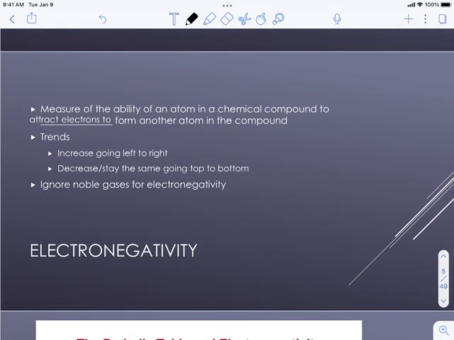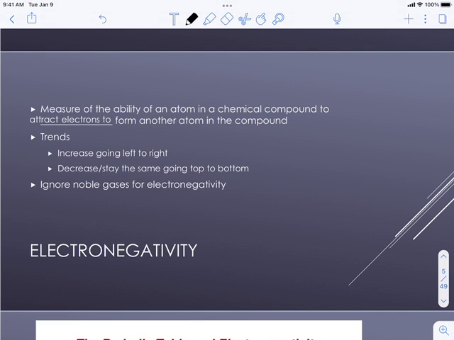Just a reminder what electronegativity is, because we will be getting into some values here. That's the measure of the ability of an atom to attract electrons. And there is the trend, in case you forget, from last chapter.